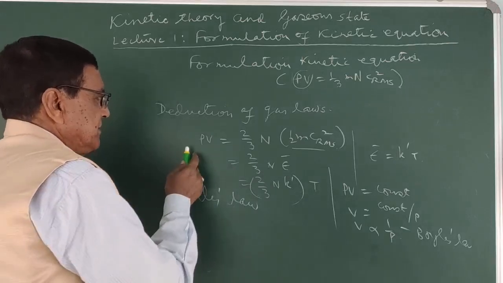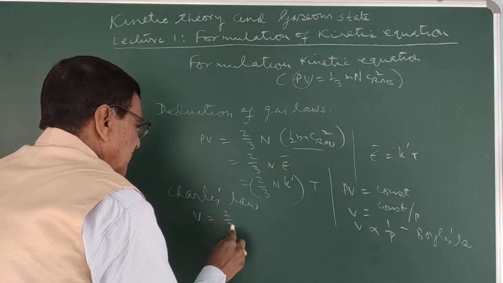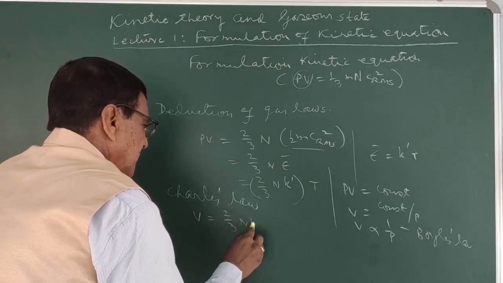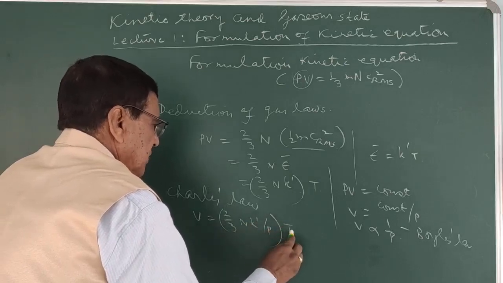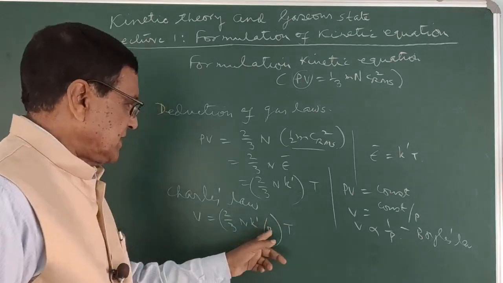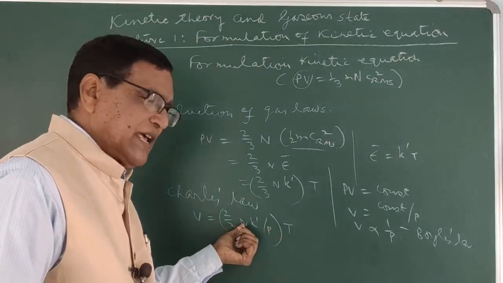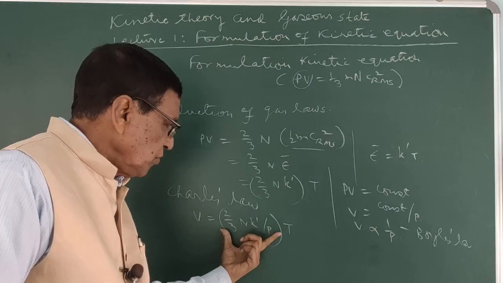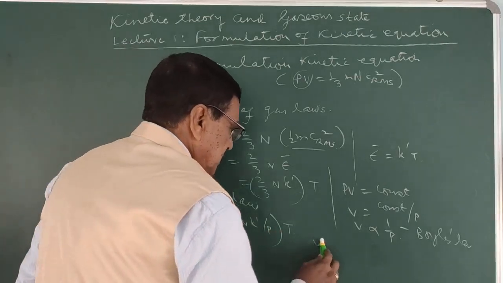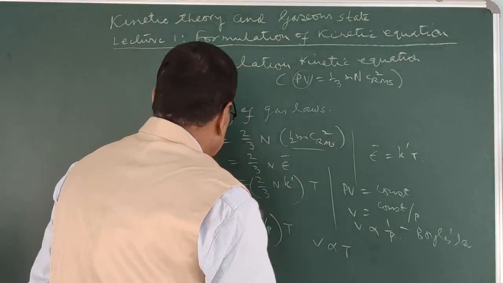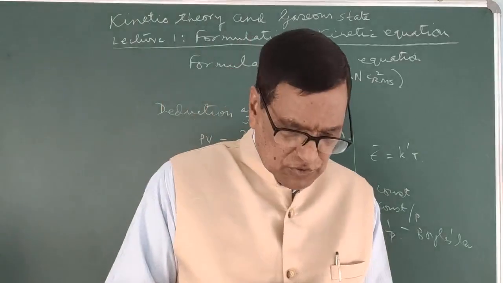Charles' law says V, we can write V equal to 2/3 N K expressed by P and T. Whenever the pressure is kept fixed and the total amount of this gas is fixed, then the term within the bracket is also constant, so V is proportional to T, and this is Charles' law. If you increase the temperature, the volume will also increase.